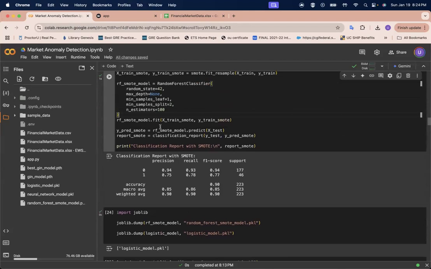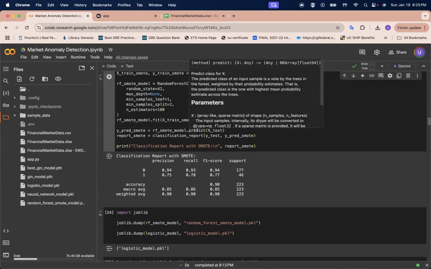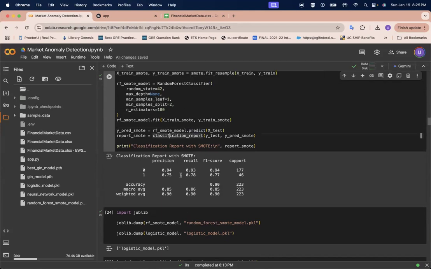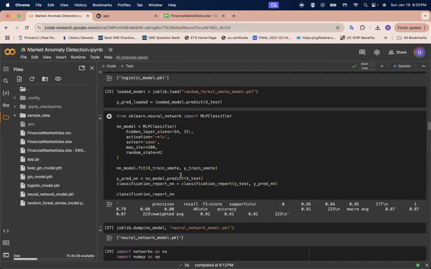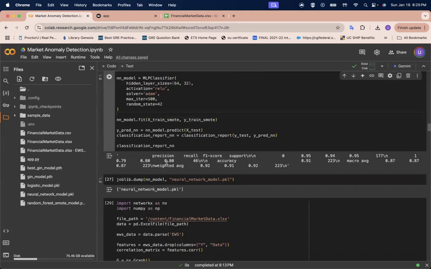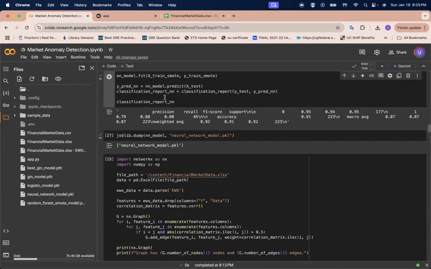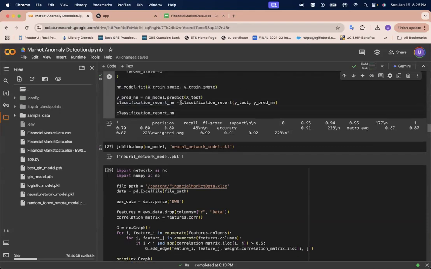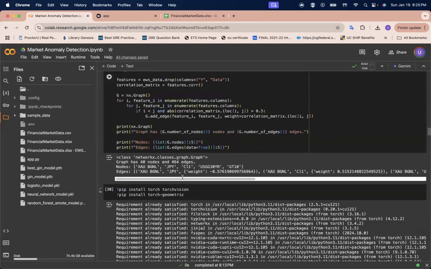So for the random forest model, we get a recall of around 93 for the zero label and 78 for the one label, which is quite good. And in addition to this, we also train an MLP classifier, which is not performing as well as the class balanced random forest SMOTE model.